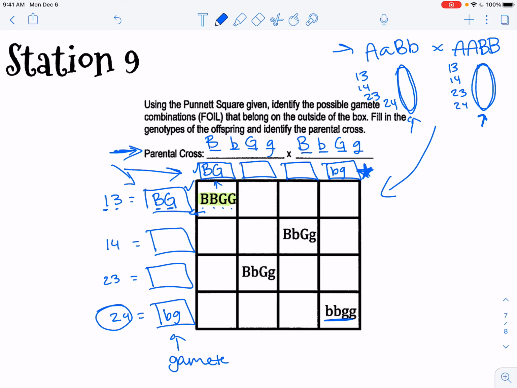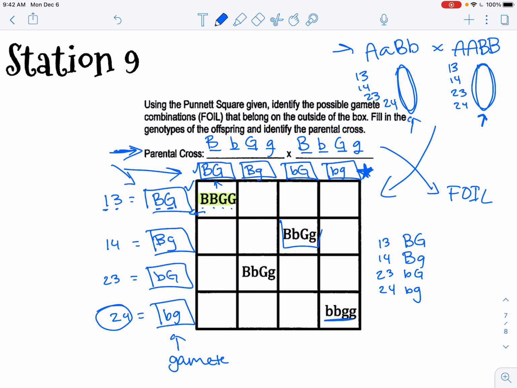And then if you want to check yourself to see if this is correct and it actually works out, then you can take these guys and you can foil them over here. Remember that that's the 13, 14, 23, 24. The parents happen to be the same in our guess, so I'm just going to leave them like that. So then that's what you would write out above and on the side of your square. And make sure that it all works out. Like, you can double check this box here.